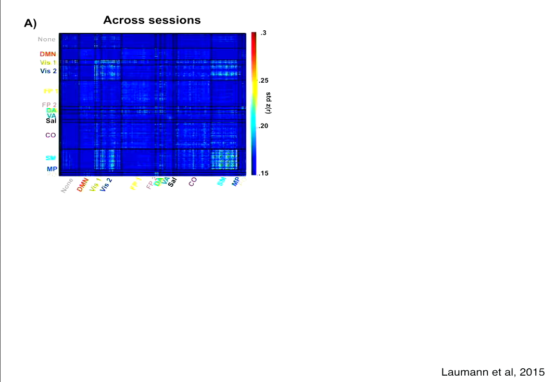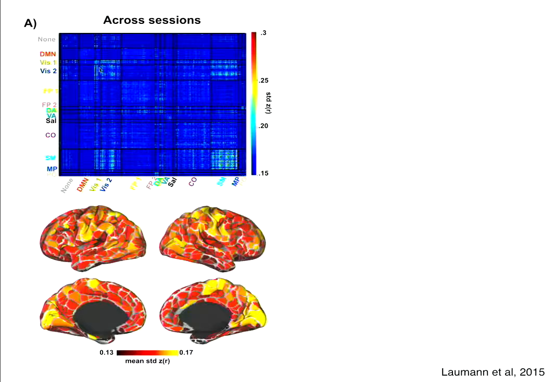But some regions show more than others. In particular, what we see, and we can actually see this on the surface of the cortex, is that the regions whose connectivity varies the most from day to day are relatively early regions, visual regions and somatomotor regions. So then the question is, how does that relate to variability across people?